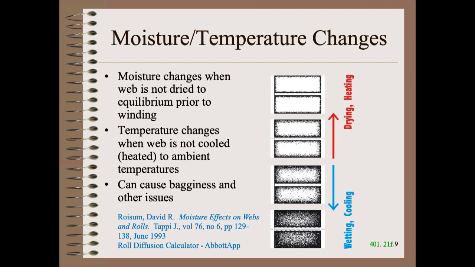You can calculate and model and measure moisture and temperature changes on rolls in storage using the methods I wrote about 25 years ago and teach to this day in my Web 101 class. We even have a simple app to do this. Here are the moisture or temperature contours on a cross-section of a wound roll as it moves to equilibrium.